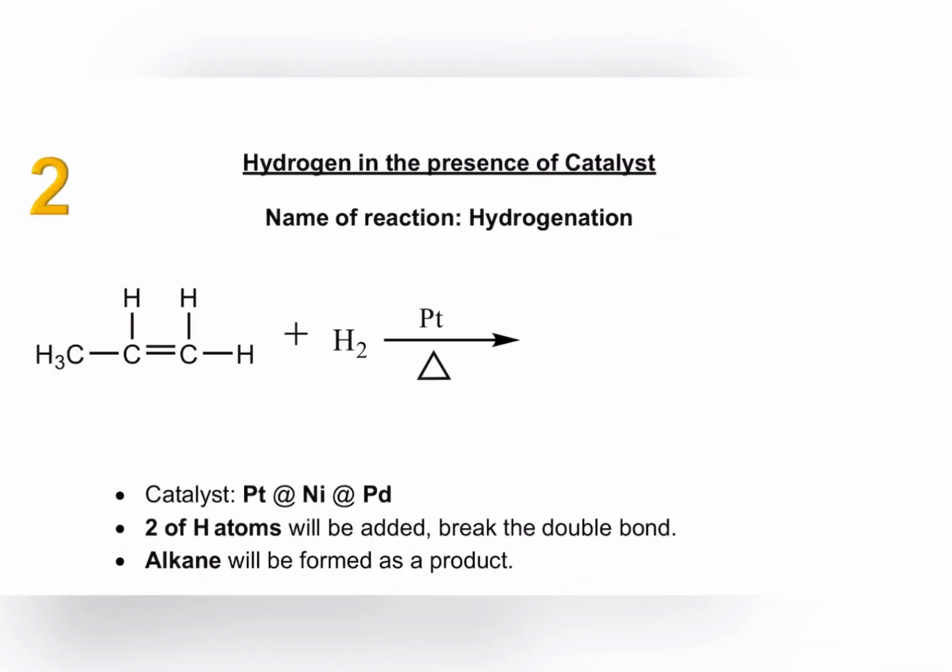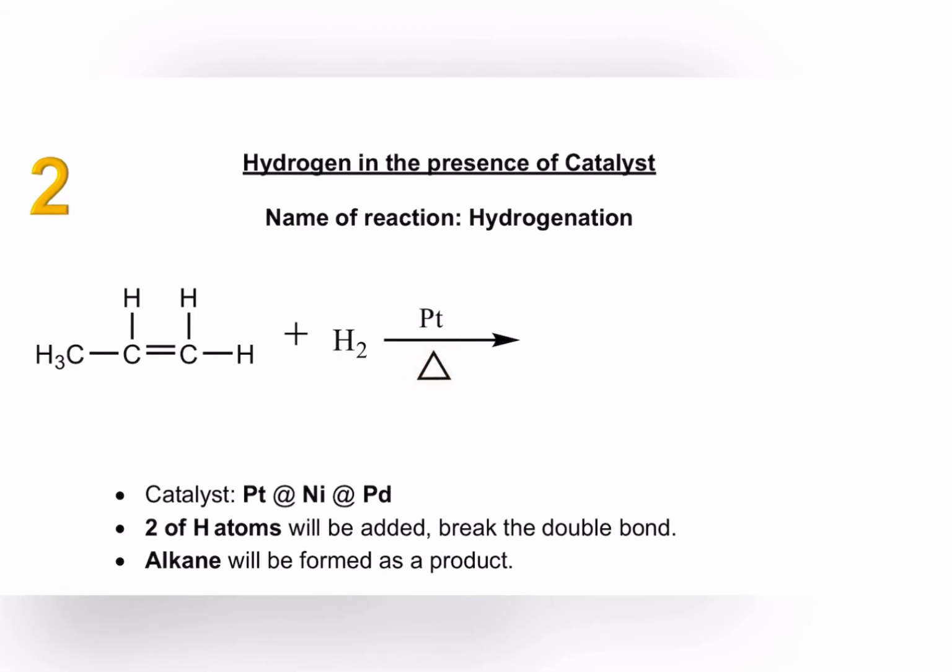Now let's continue with the second reaction, which is hydrogen in the presence of catalyst. The name of this reaction is hydrogenation, where we start from alkene reacting with hydrogen H2. We will use a catalyst, either platinum or nickel or palladium. And when you do this reaction, you need a condition which is heat, so there will be a triangle symbol under the arrow.